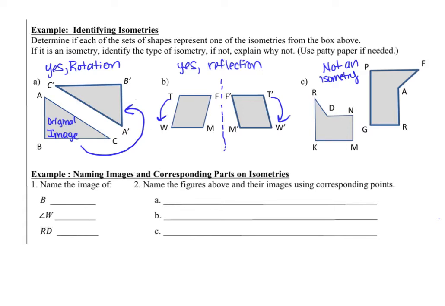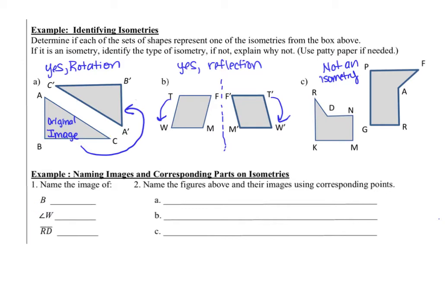So sometimes when we're trying to figure out if something is an isometry or not, it's helpful to know the corresponding parts of the images so that we can compare them. And it's also important to know the difference between the original image and the new image. So the original is just going to be labeled with B.